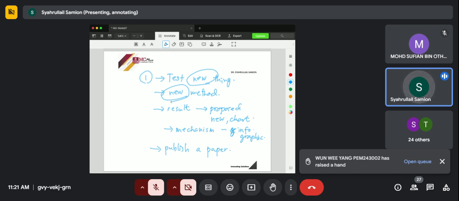So any comment from students? No, bro, but we can shorten it: something new in your research, right? We can shorten the novelty. It is something new in your research, whether it's a graph or idea or mechanism.